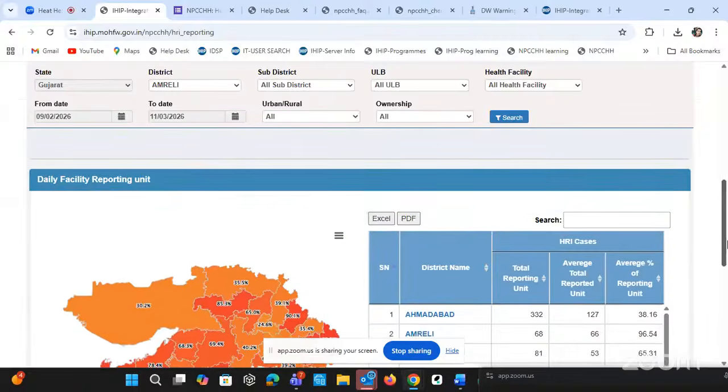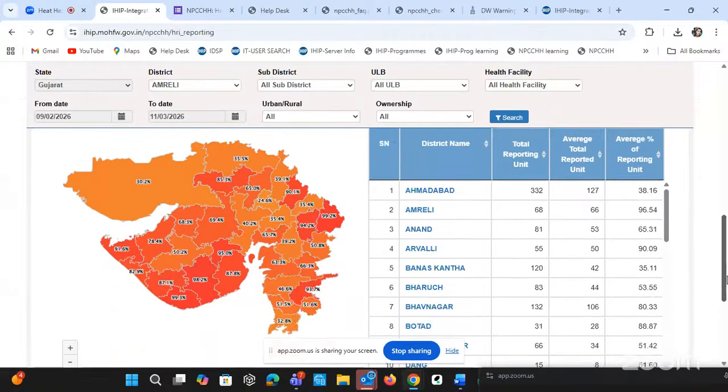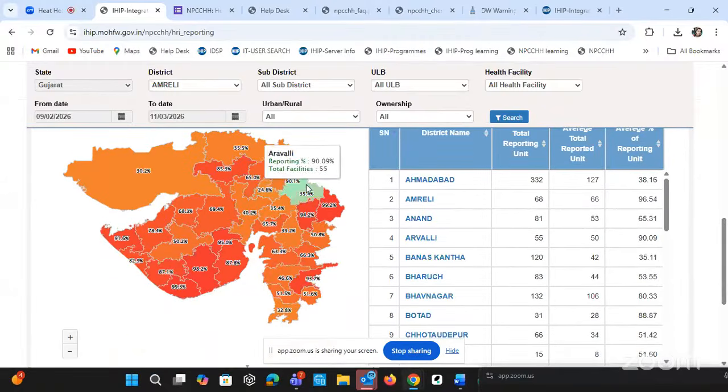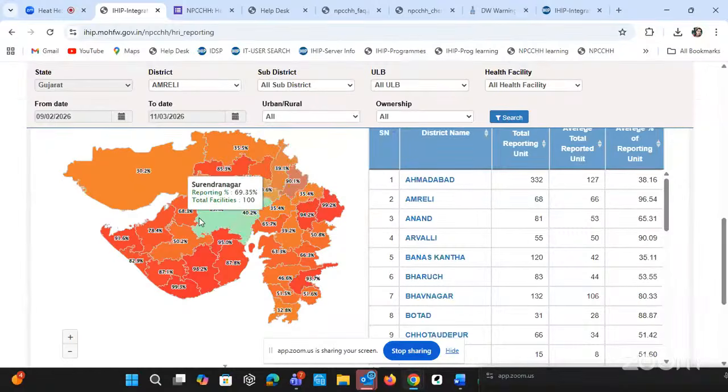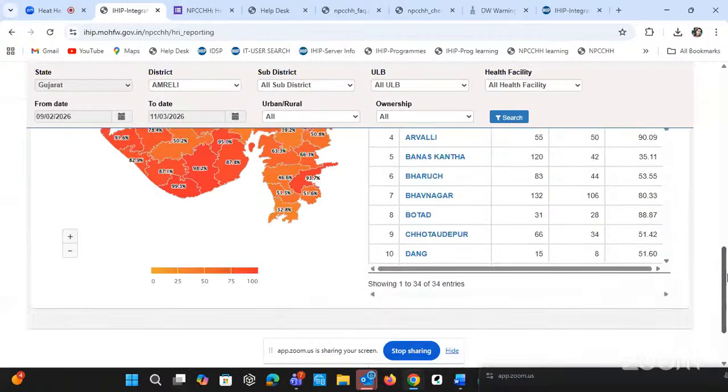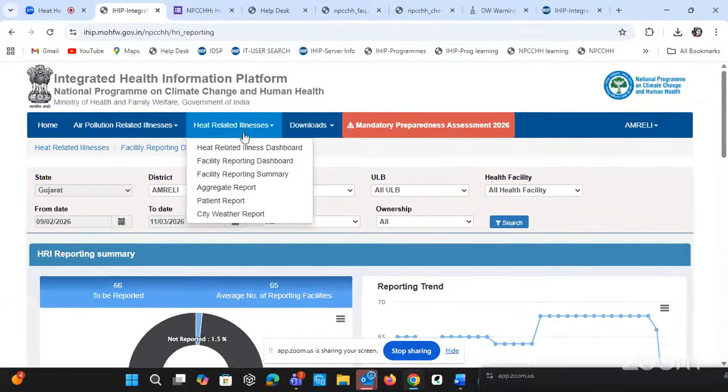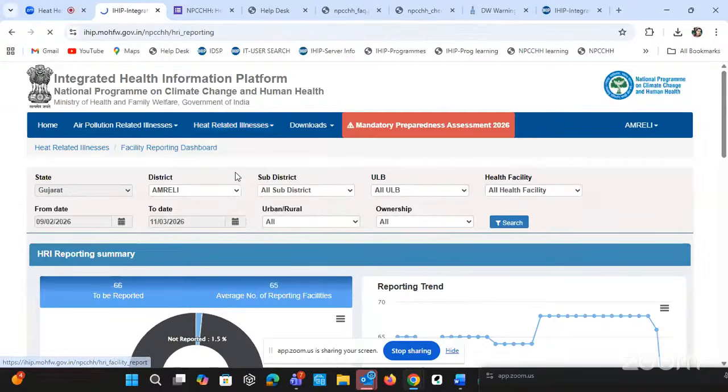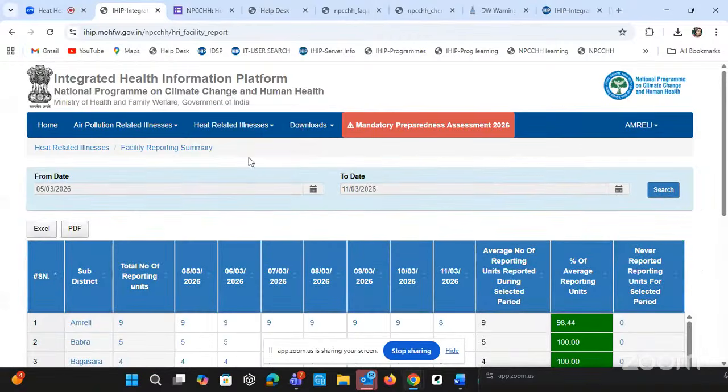Here also they can check daily facility reporting units as a percentage. This is a breakup of their district facilities. Like total facilities 55 and 68% is reporting. So here also they can verify and check. Now we can check facility reporting.